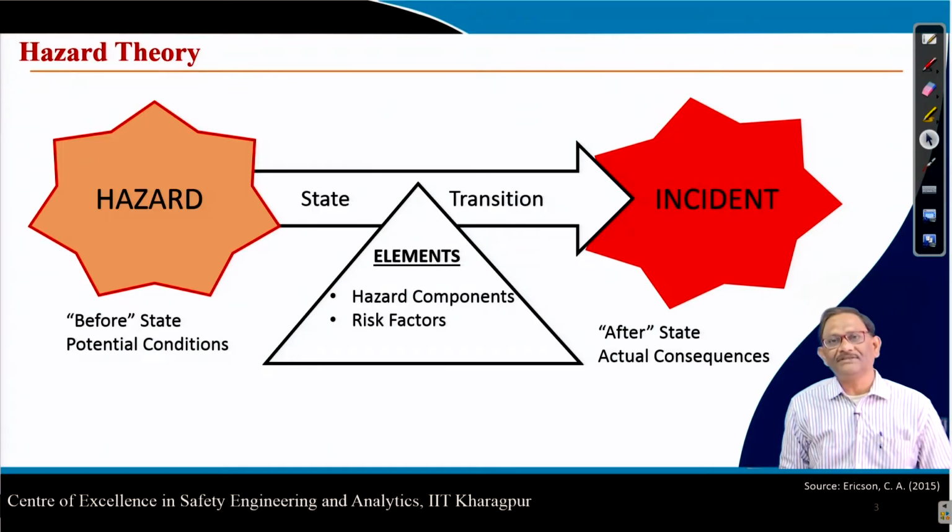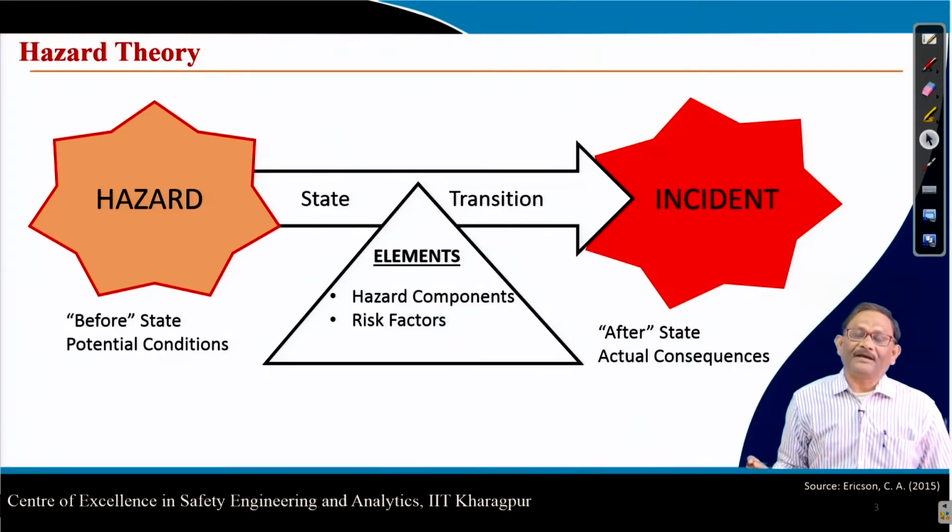And from hazard to incident, the path is known as the incident path, and we say a system can have two states. One is the potential or hazardous state, another one is the incident state. So the state transition from the hazard state to the incident state is described with the help of the incident path. And the incident path is governed by hazard components, and we discussed in the last class that there are three hazard components: hazardous element, incident causing mechanism, and target and threat.